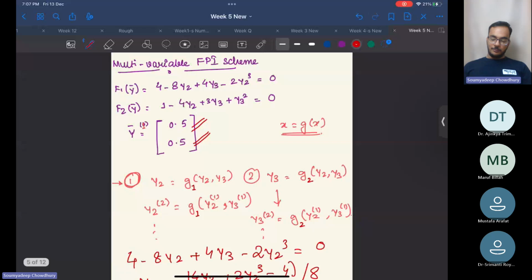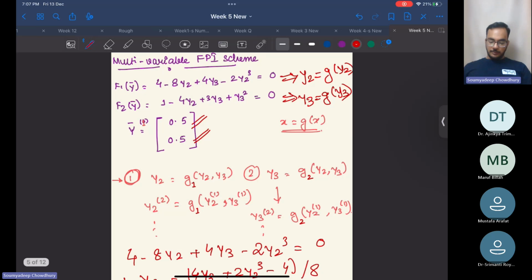What you have to basically do is, from the first equation you form the equation y2 equals g of y2, and from the second equation you form y3 equals g of y3. If you do this, you will get g1 of y2 and g2 of y2, y3, like this.